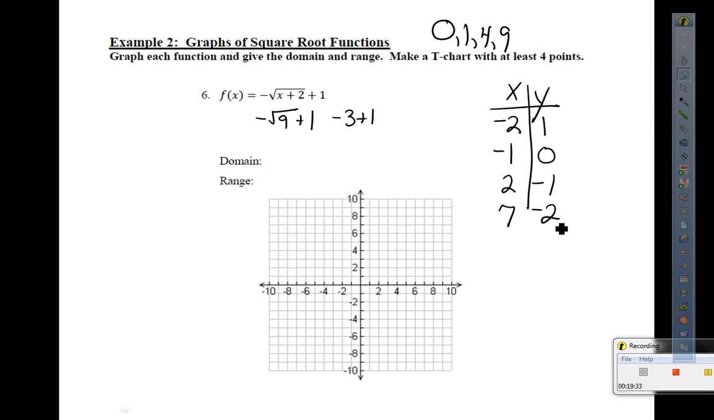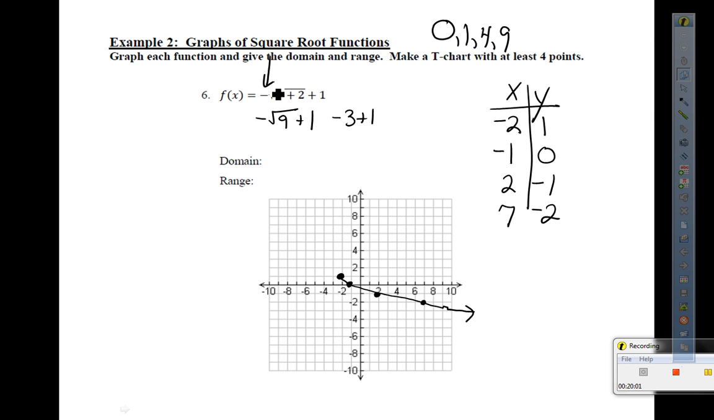Okay, so now let's graph this. Negative 2, 1 is my starting point. Negative 1, 0. 2, negative 1. 7, negative 2. Hey, so notice this thing, guys. It's opening down. That negative sign flips it around, makes it open down.